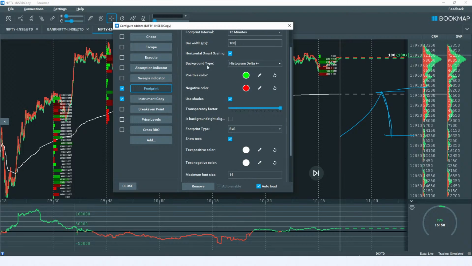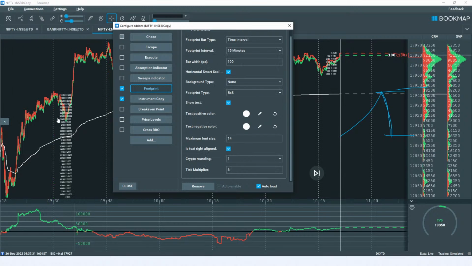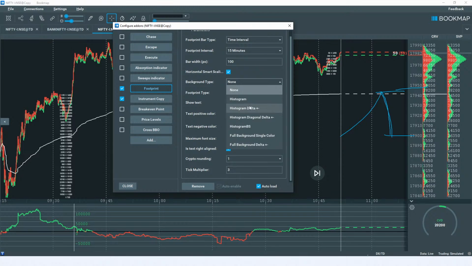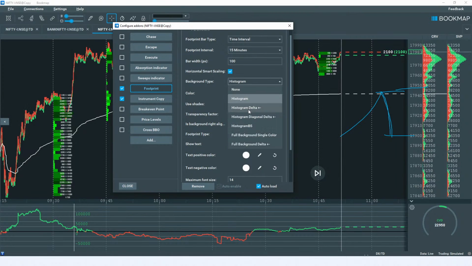Then we have a background type. So on what basis the overall calculation of the footprints is taking place. If you keep it as none, you will only see the numbers data. You can see numbers, but for the background information, if you want a histogram, it only shows where the maximum is. It's kind of a volume profile. Straight away it's a volume profile histogram.